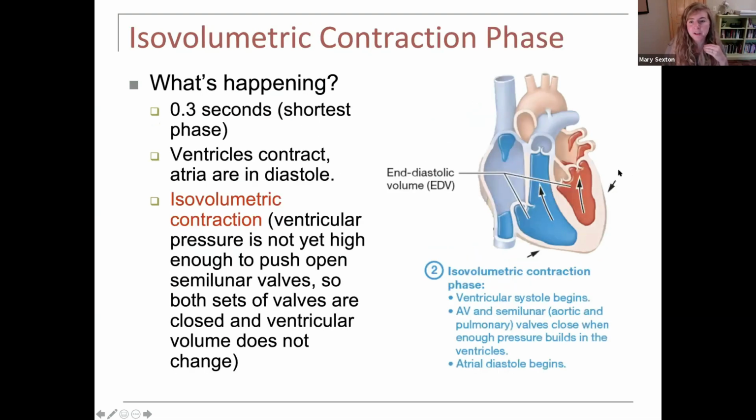So now we get into our contraction phase. So now we have full ventricles with end diastolic volumes of 130 milliliters per ventricle.